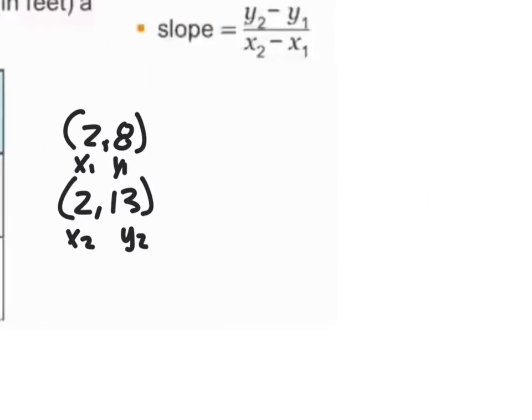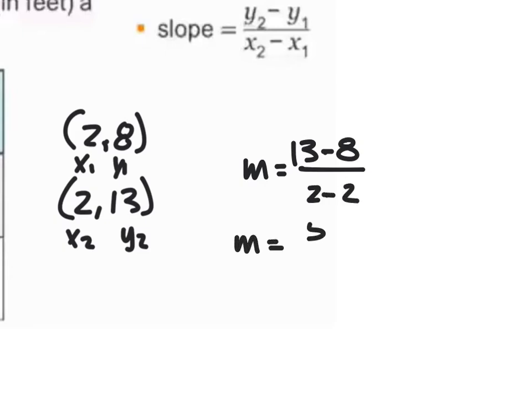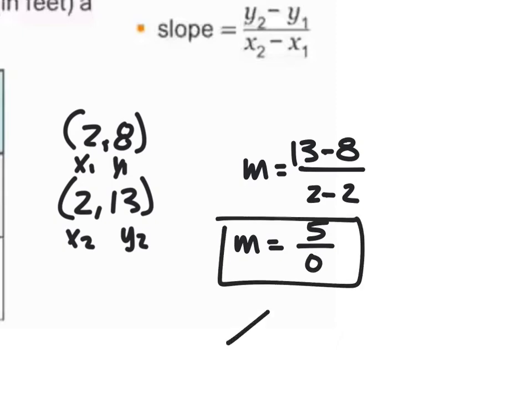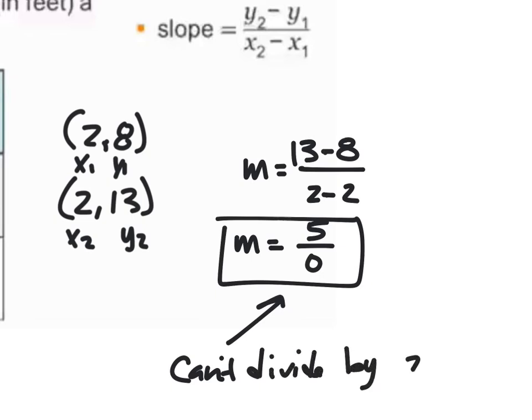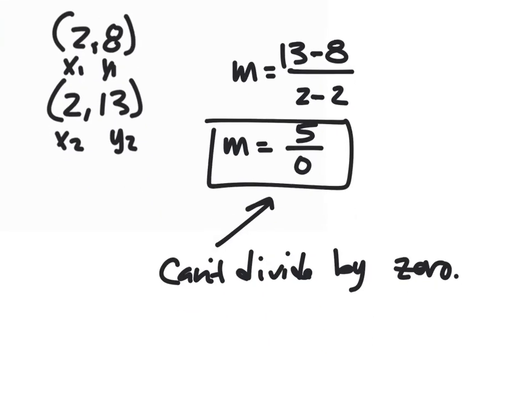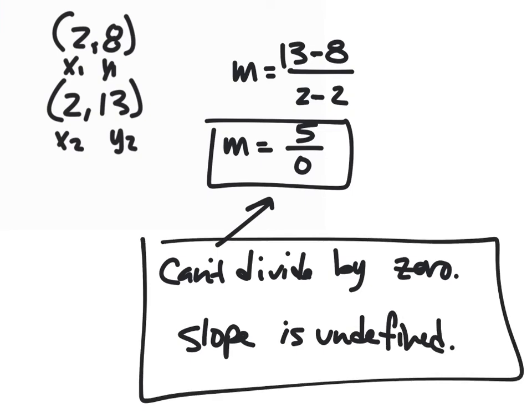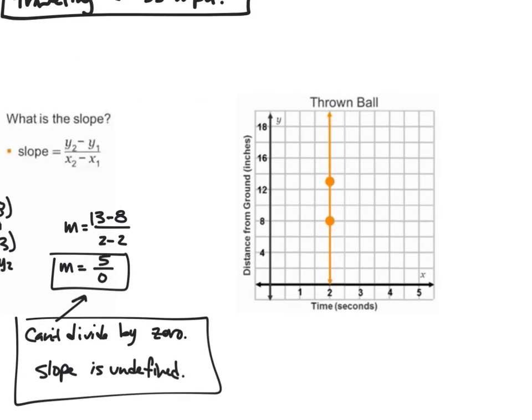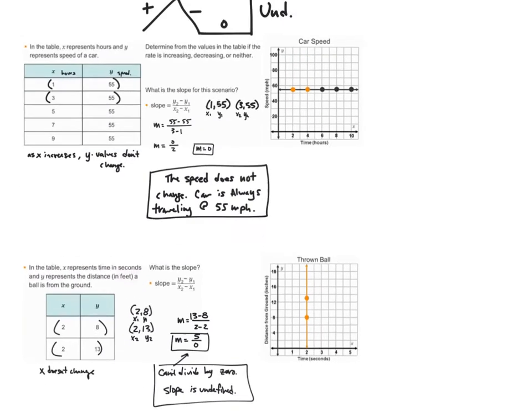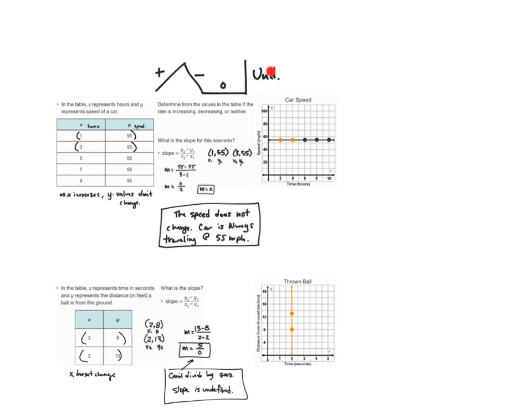So my slope, m, is equal to 13 minus 8 divided by 2 minus 2. Now look what happens. We get 5 divided by 0. The issue is that you can't divide by 0. Because you can't divide by 0, the slope is undefined. That's how I can tell that we have an undefined slope. And if we look here, we have a vertical line. Remember from that picture that we drew that a vertical line has an undefined slope.